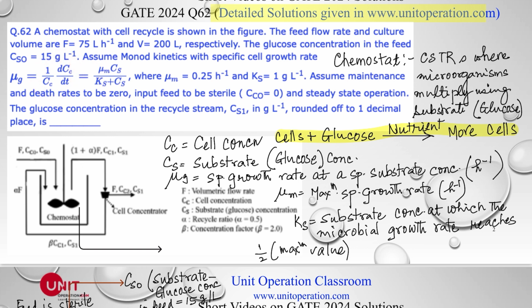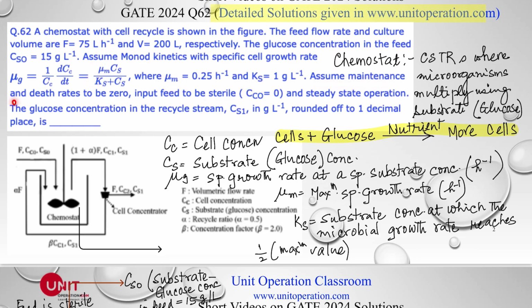Ks is called the substrate concentration at which the microbial growth rate reaches half of its maximum value. Why it is half? Again, you have to read the textbooks. And of course, CS is the substrate concentration, which is the glucose concentration. And the values of mu m and Ks are already given for this particular system.